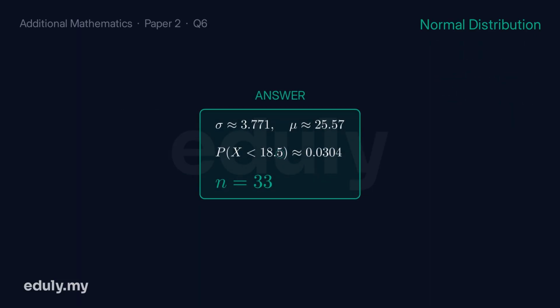To recap, the standard deviation is about 3.771 and the mean about 25.57. The underweight probability works out to 0.0304, and since that equals 1 over n, the value of n is 33.